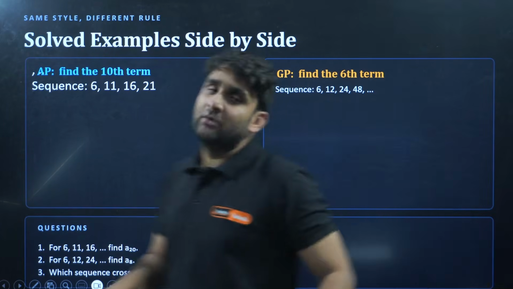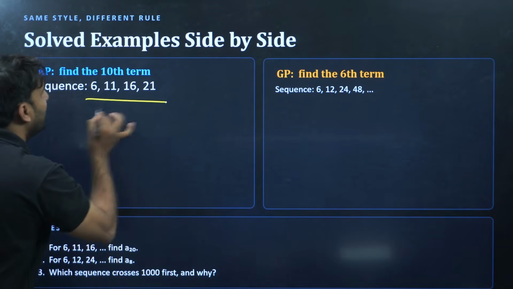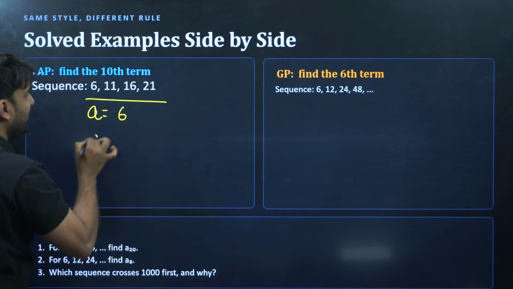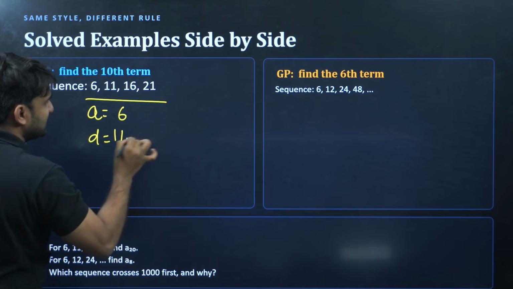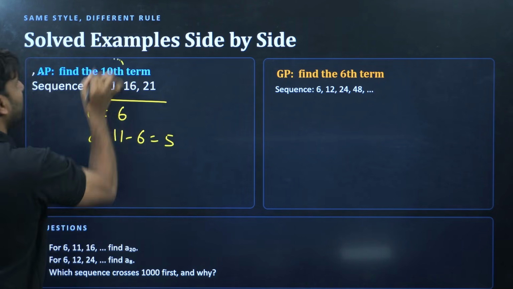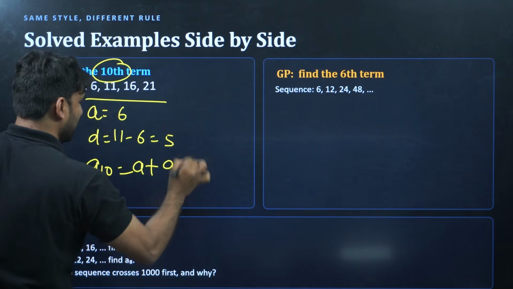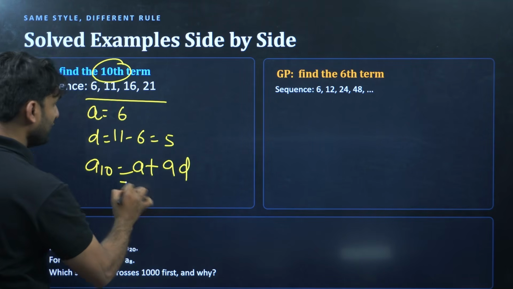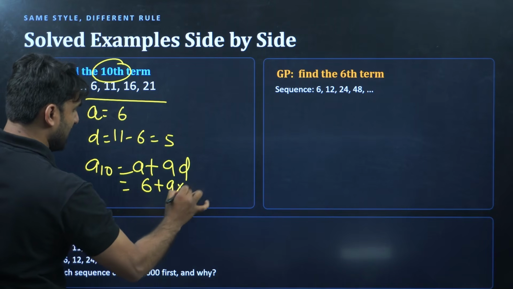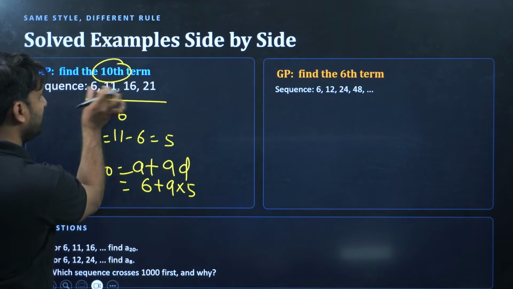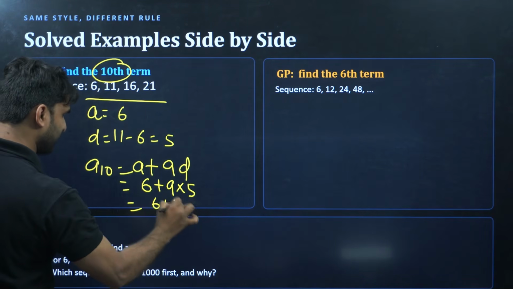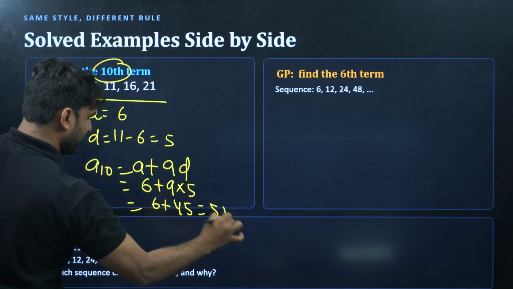Find the 10th term of the given AP. So by the way, where is A, guys? A is 6. And where is D? D is 11 minus 6, which is 5. And we are looking for the 10th term. So for the 10th term, the formula will be A plus 9D. We are using plus. So A is 6 and 9 into D, where D is 5, the difference between 11 and 6. So 6 plus 45. So the answer will be 51.